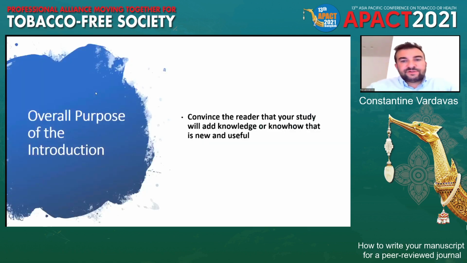So the first section of the manuscript is the introduction, of course. The overall purpose of the introduction is really a quick introduction. When we say an introduction, it should be short, concise, and it should be just that, an introduction.